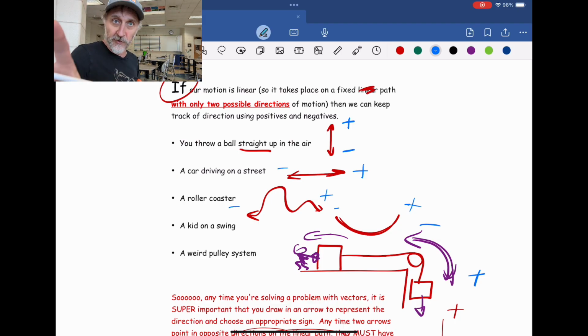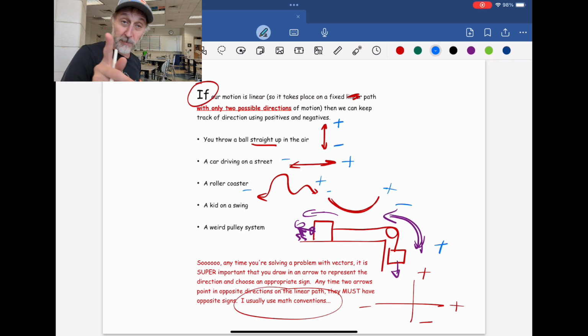So anyway, once you decide which way is positive and which way is negative, you have to stick with it. And that's the deal for the rest of your problem, all right? Anytime you have an arrow pointing in your positive direction, it's positive. Any arrow pointing in a negative direction is always negative, all right? So let's apply this to a problem.